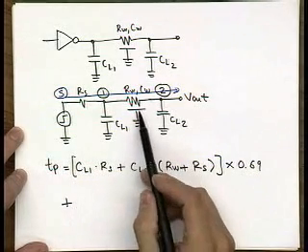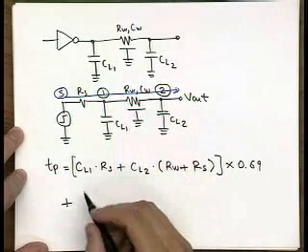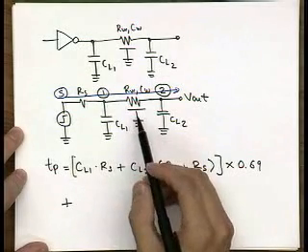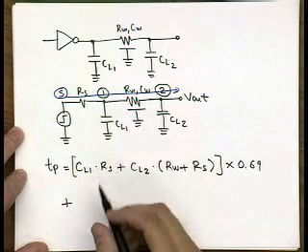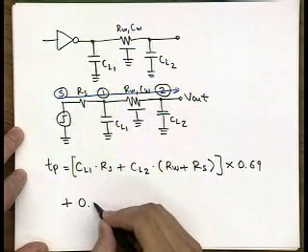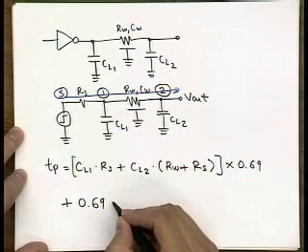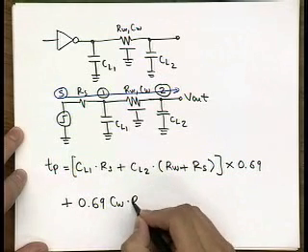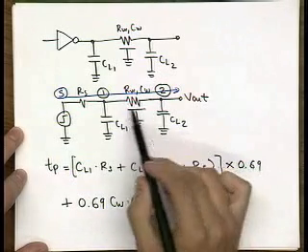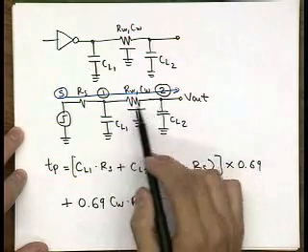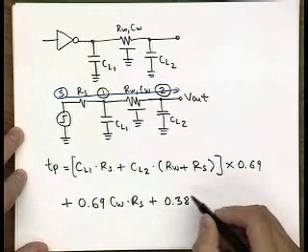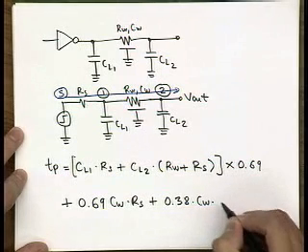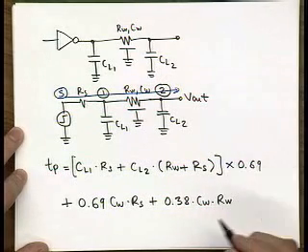Now, for the capacitance of the wire, we see RS and we also see RW. For the RS, we have 0.69 CW times RS. And for the impact of wire resistance, because this was a distributed model, we have 0.38 CW times RW.